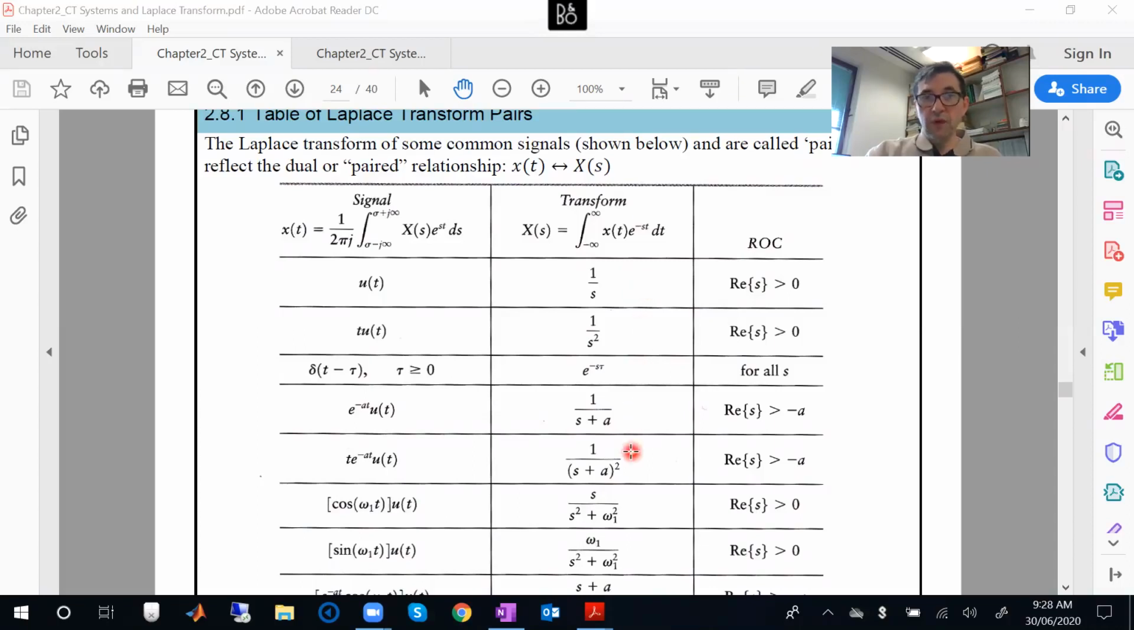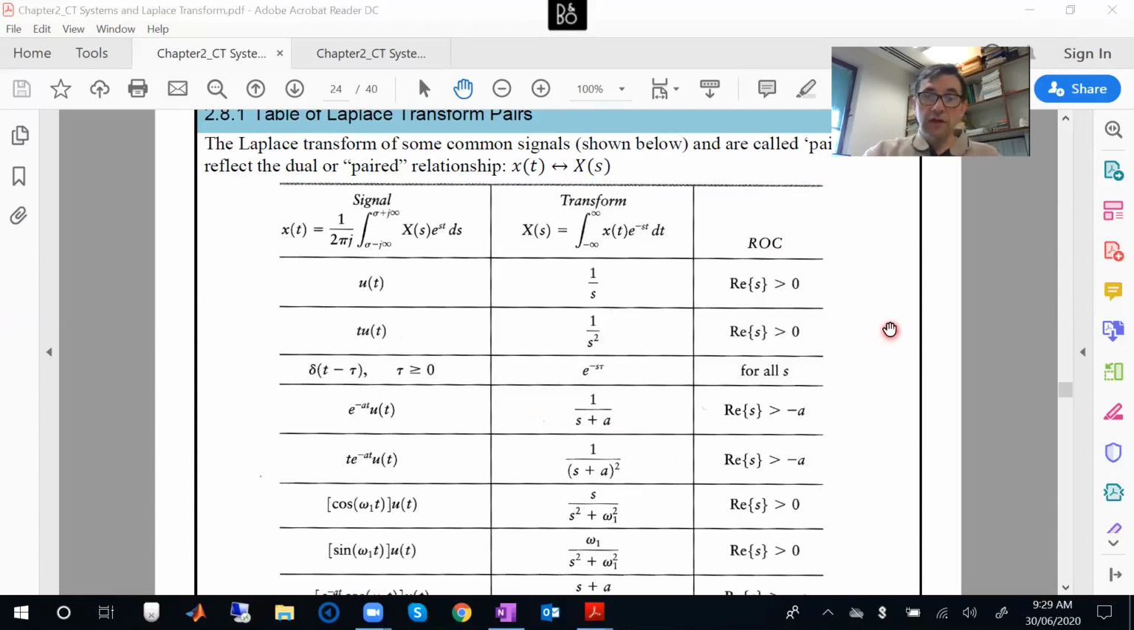So for example, the one that we looked at was this signal, if you remember from the previous part 1. And indeed, we did work out that it was 1 over s plus a. And usually we'll also have a statement of the region of convergence, the values of s for which the Laplace transform of this exists and is equal to that.